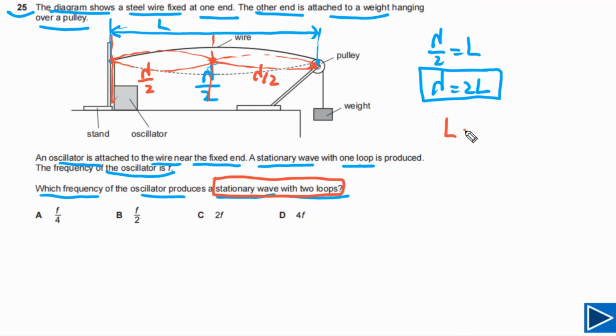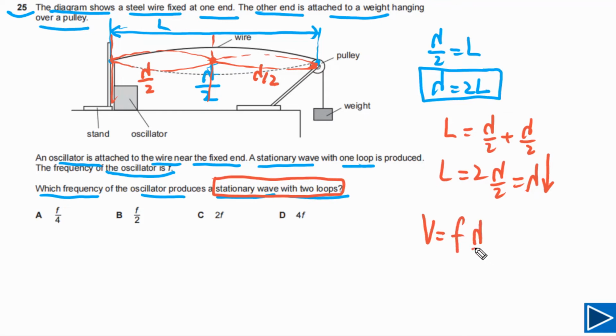So in this case L is equal to lambda by 2 plus lambda by 2, or simply we can say L is equal to 2 times lambda by 2, or simply this is equal to lambda. Now in this case you can see lambda is equal to 2L, but now lambda is only equal to L. So it means lambda has been decreased, or lambda is half. Now if you get v is equal to f lambda, if lambda becomes half, frequency has to increase by 2. So the frequency has to be double. So that's the reason the answer is C. Lambda becomes half, frequency increases to double, 2 times.